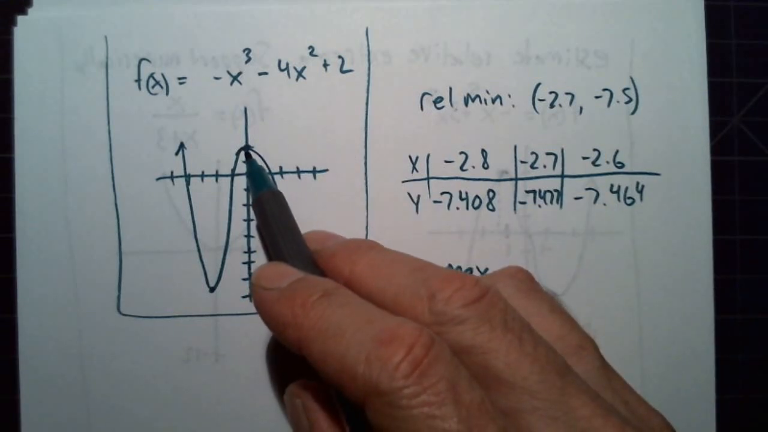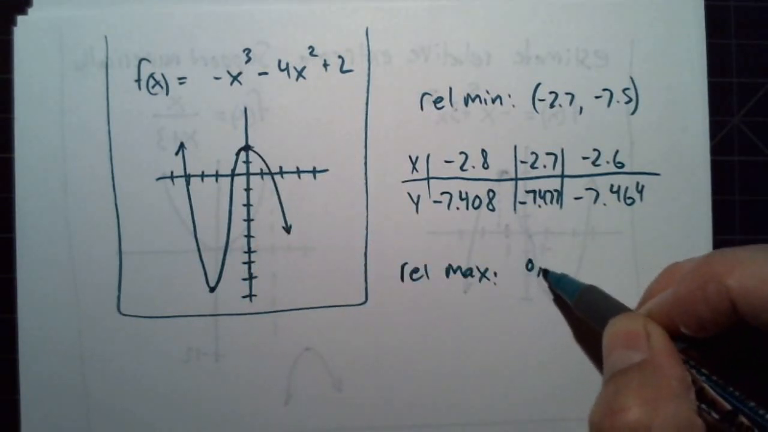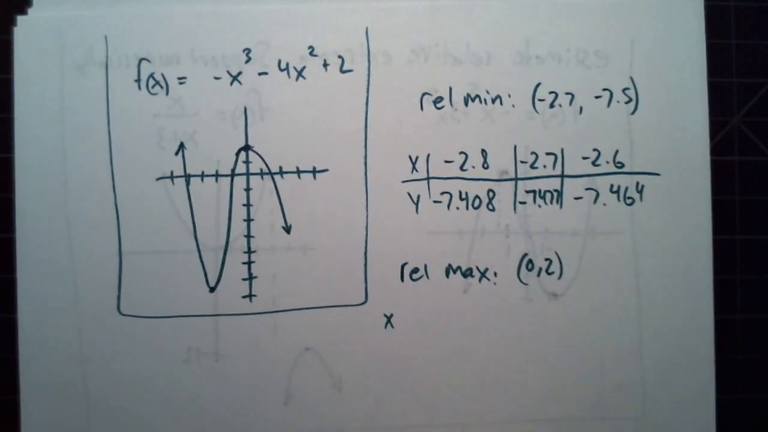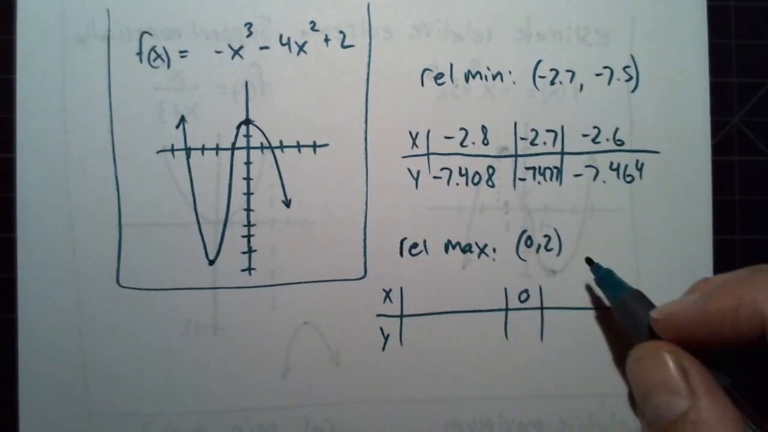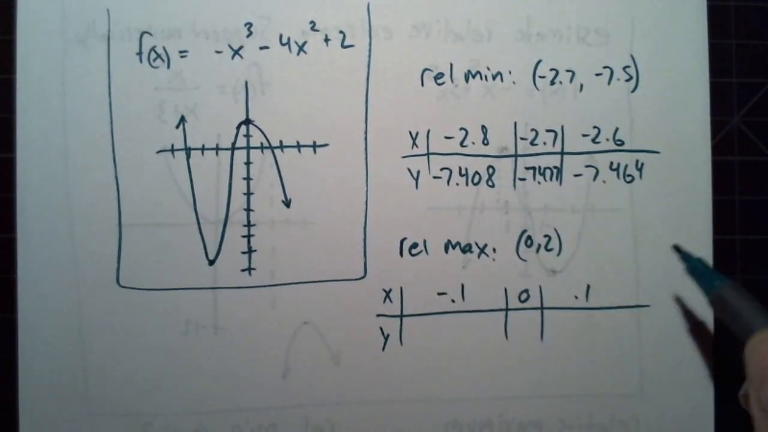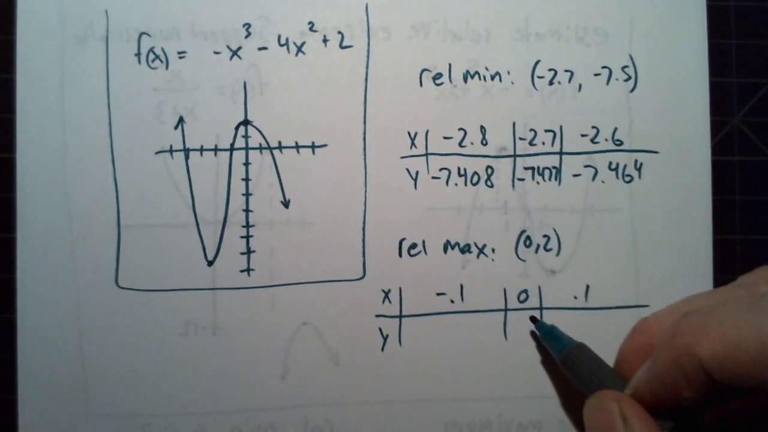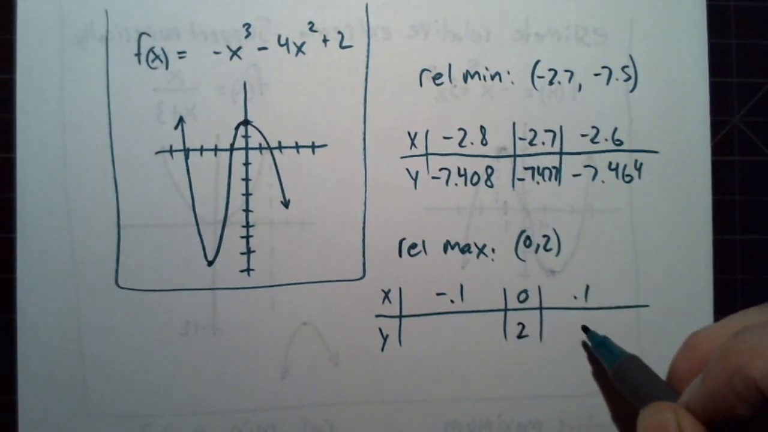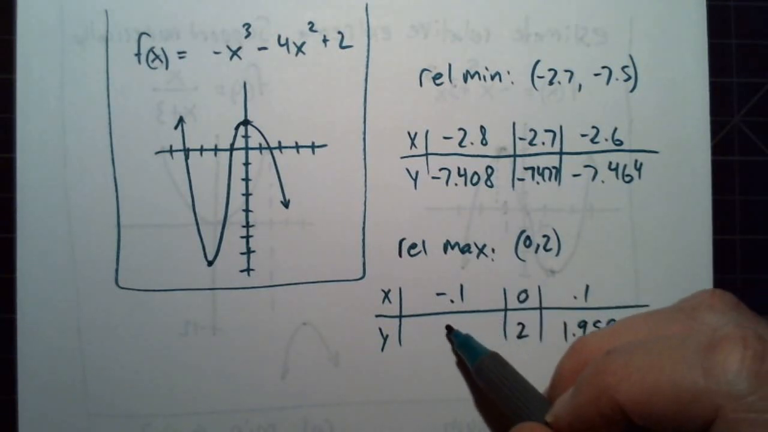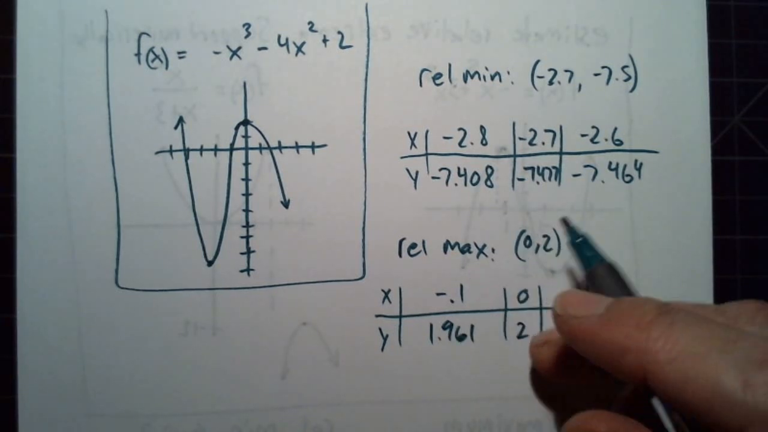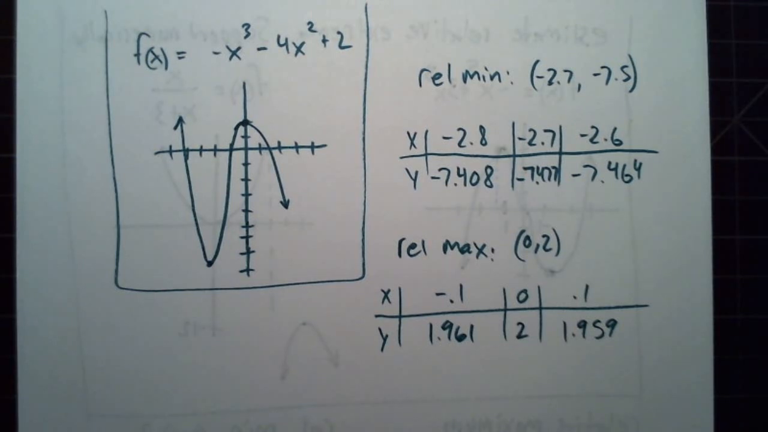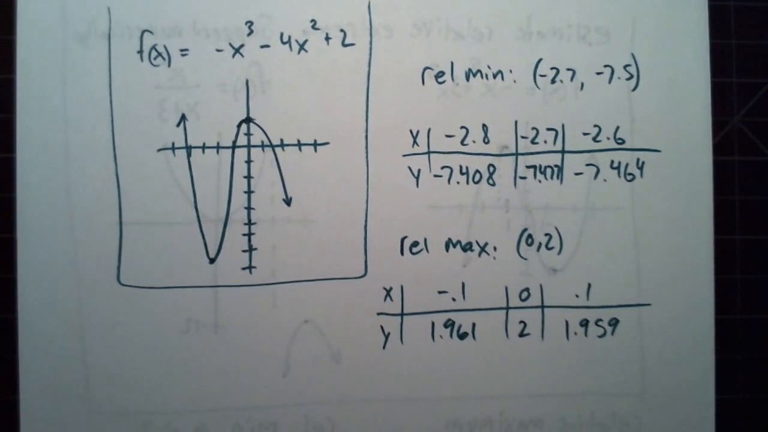Okay, the maximum looks like it's at 0.2, so then we test on either side of 0, and we'll go to 0.1, -0.1. When we substitute a 0, we get 2, and here we have 1.959, 1.961. So it looks like that is the highest value out of these three, and it looks like it's going to be a maximum. So that's increase, decrease, and then relative extrema.